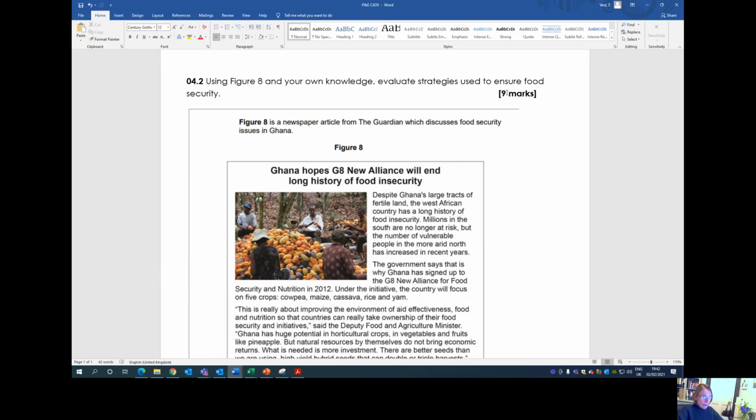Just remember here as well, you've got 4 marks for AO1, so 4 marks for what you know. And then 5 marks for AO2, so that evaluation: why is it better, why is it worse? And also being able to take what you know and apply it, and using this figure to put it together to build your answer.